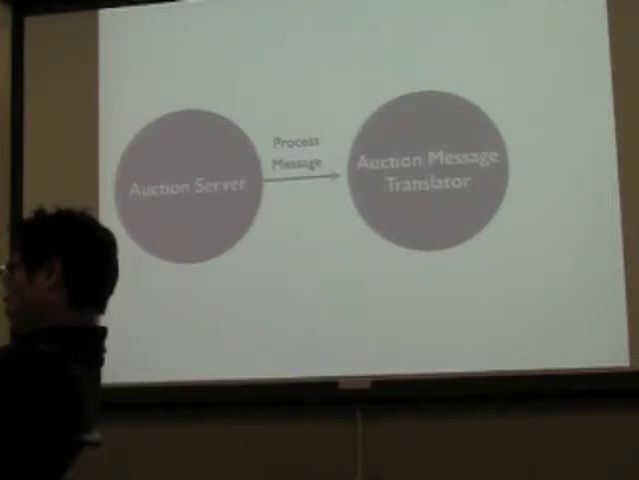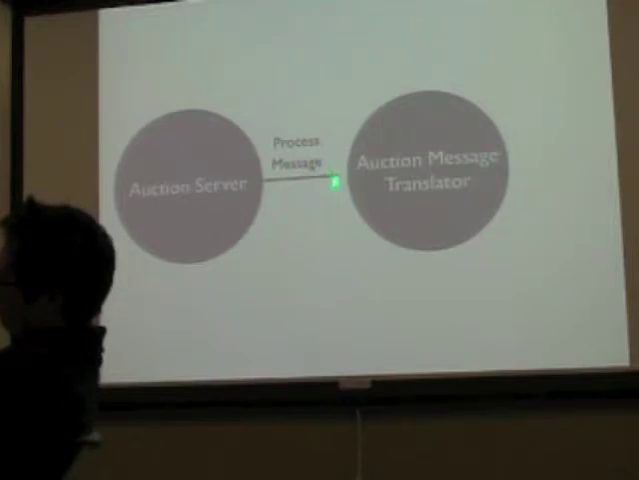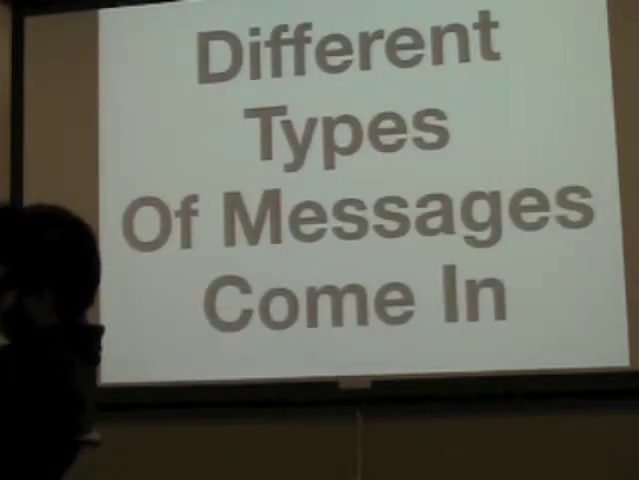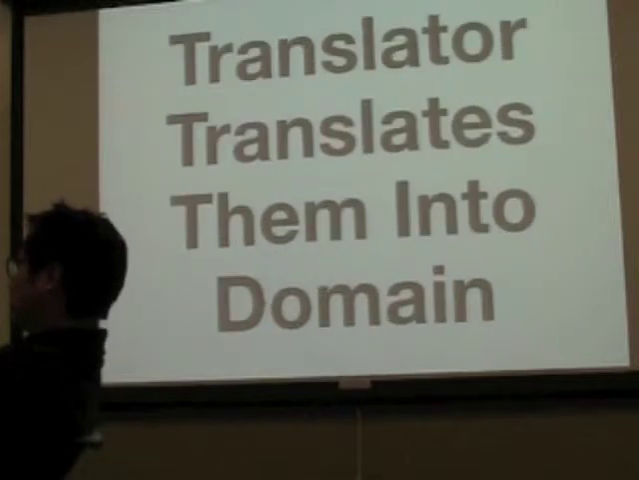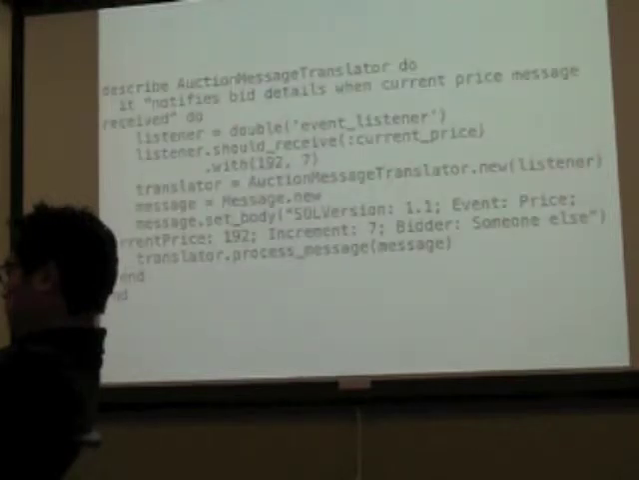So here's an example. This is from the Growing Object-Oriented Software Guided by Tests book, where they're building an auction system. You have an auction server that sends a message into the application in text, right? And then they have an auction message translator. Different types of messages come in, and then the translator is going to translate them into the language of the domain instead of the language of the server. And a test looks something like this.